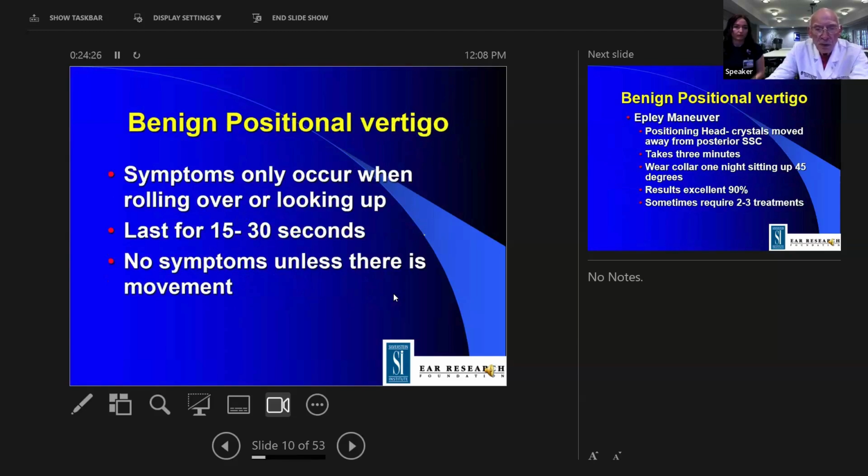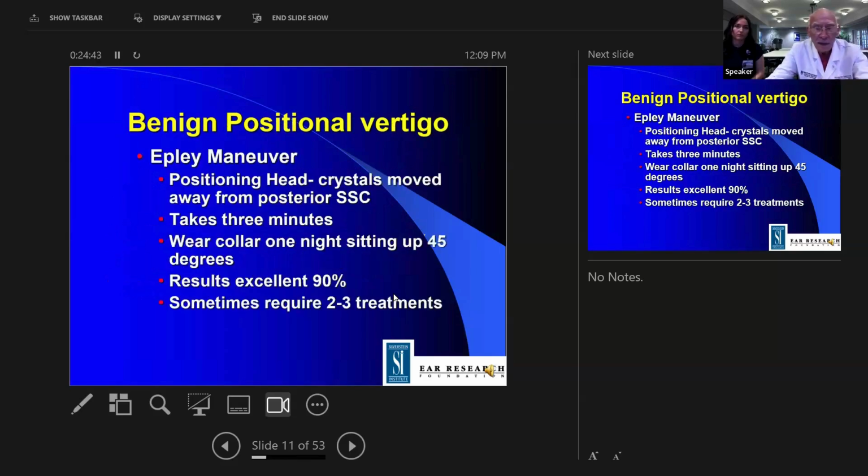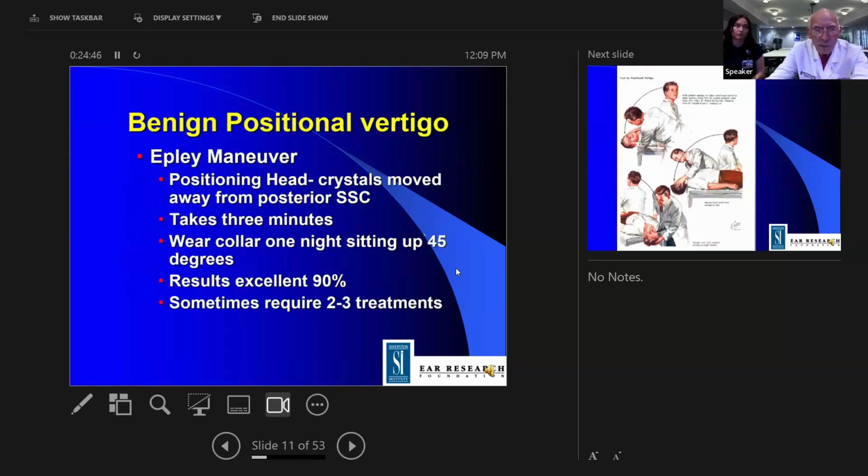So benign positional vertigo, we'll talk about that first. Symptoms usually occur only when rolling over or looking up, and the symptoms only last for a few seconds, from 15 to 30 seconds. There are no symptoms unless there is movement. The treatment is the Epley maneuver. The Epley maneuver, we'll show you this shortly, was developed by Dr. Epley in Seattle, Washington, many years ago.